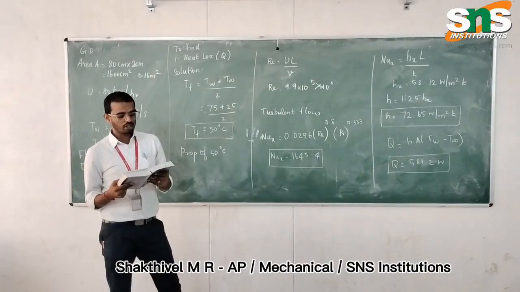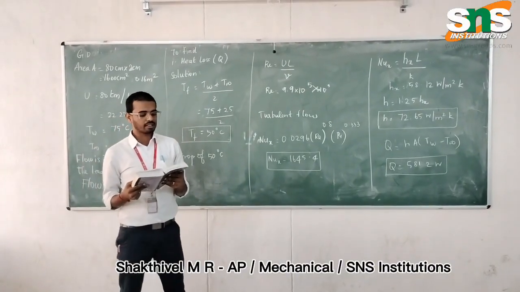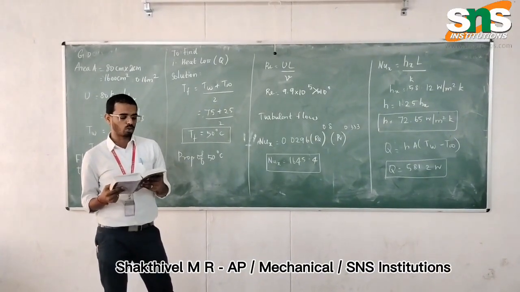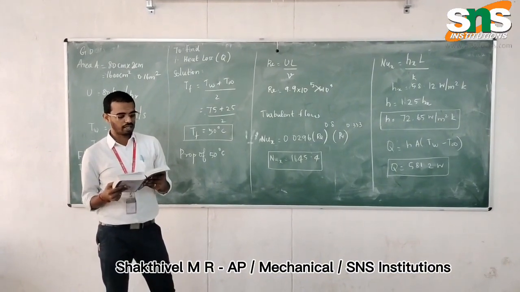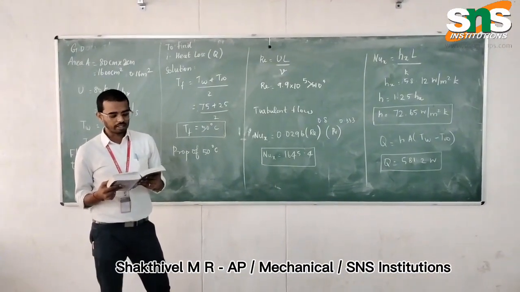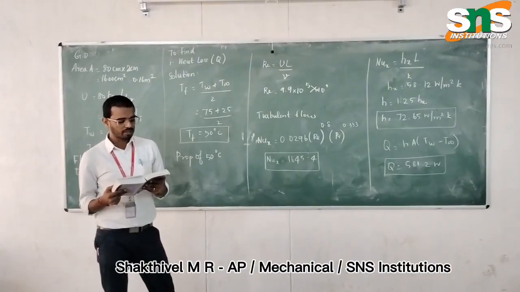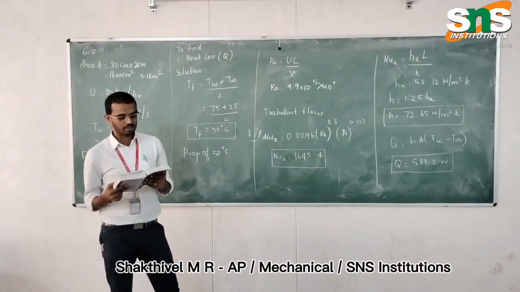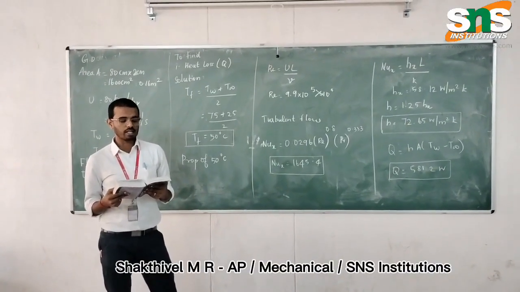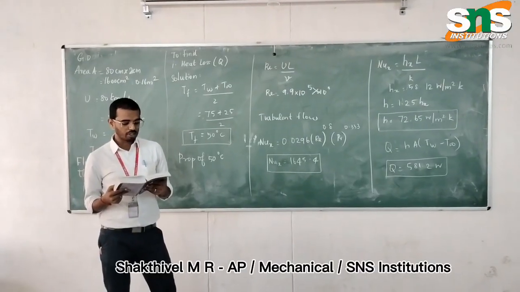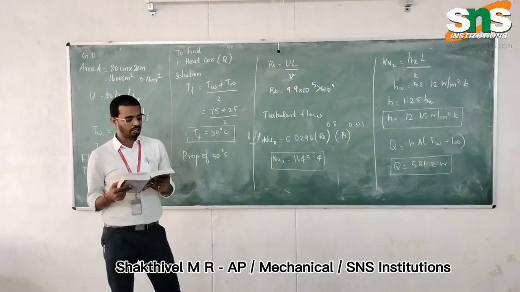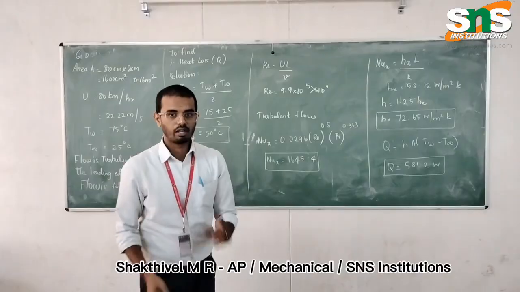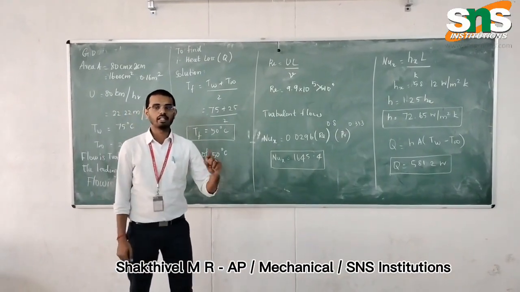For a particular engine, the underside of the crankcase can be idealized as a flat plate measuring 80 cm by 20 cm. The engine runs at 80 km per hour and the crankcase is cooled by air flowing past it at the same speed. Calculate the heat loss from the crankcase surface at a temperature of 75 degrees Celsius, where the ambient air temperature is 25 degrees Celsius. Assume the boundary layer becomes turbulent from the leading edge itself.